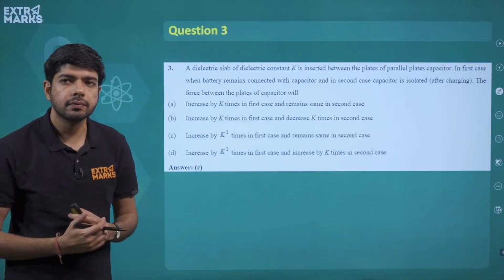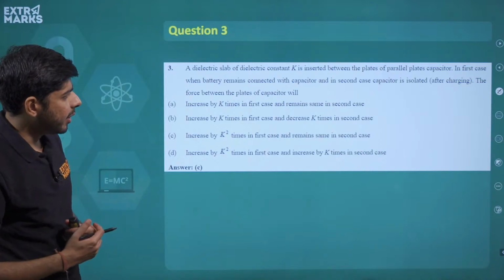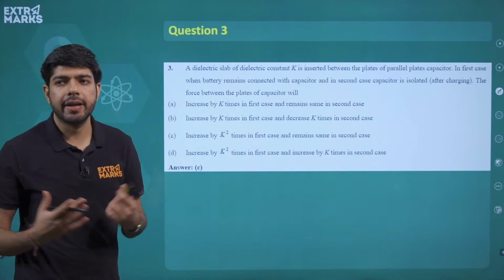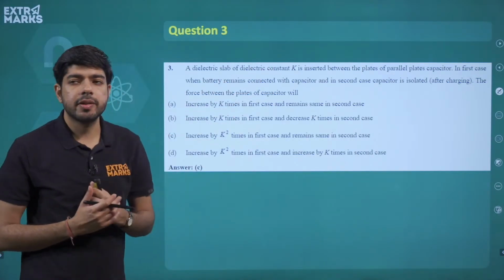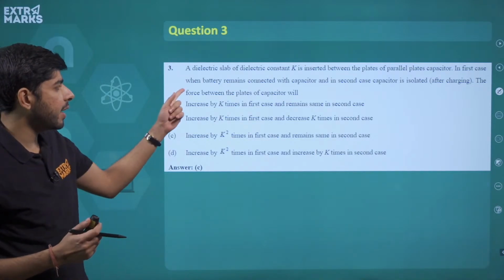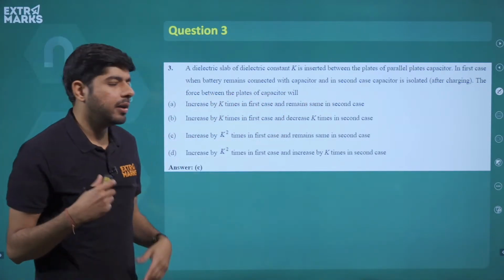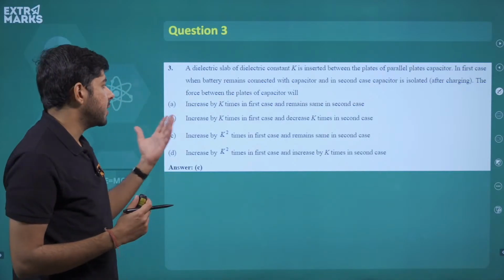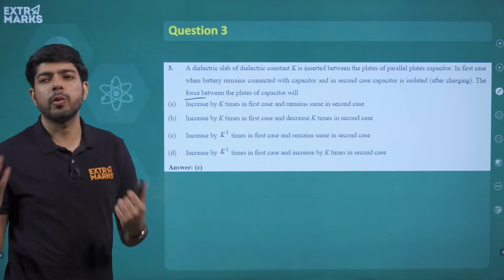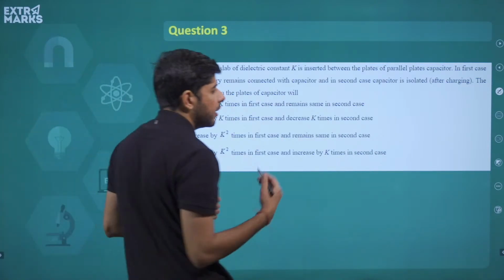Alright, next one. It is about a dielectric slab, and in between we put a dielectric of dielectric constant K in the parallel plate capacitor. Now we are saying in the first case the battery is connected, in the second case the capacitor is isolated. They are talking about the force. Guys, what is the formula of force? That is what we need to think first. How can we find force if we don't know the formula?